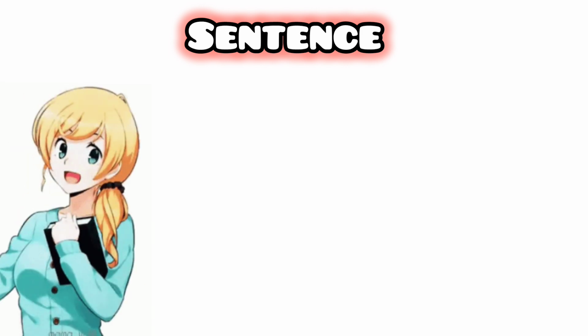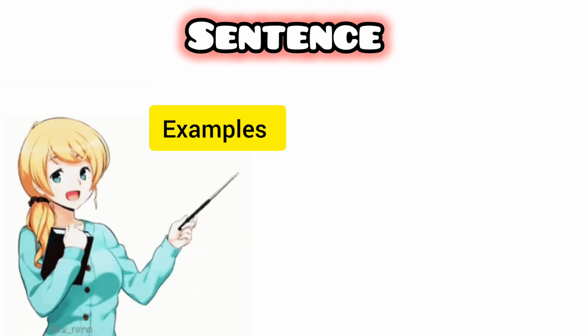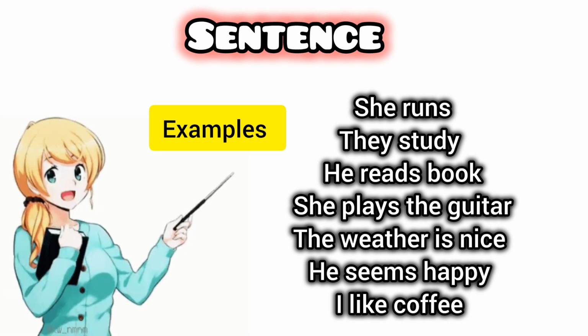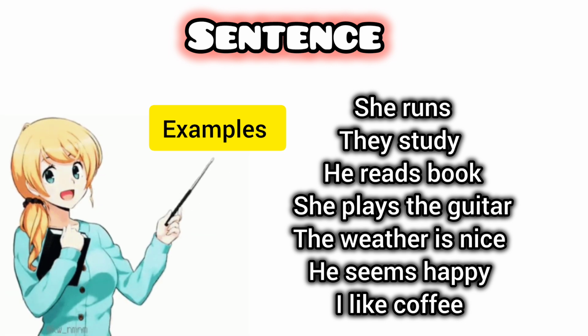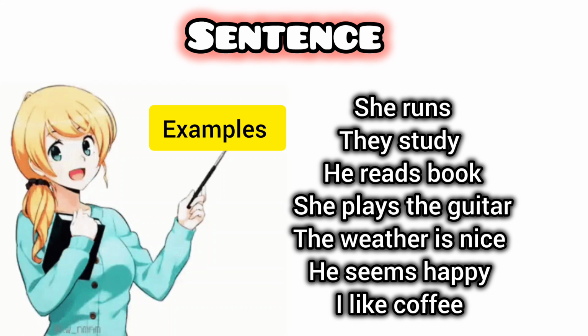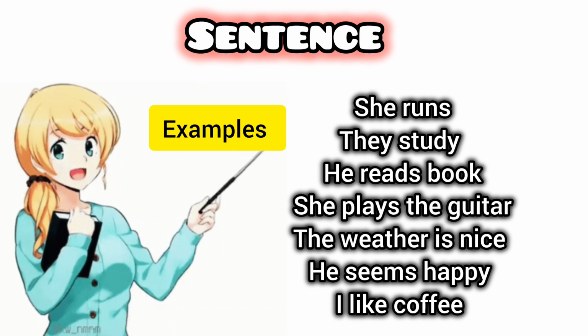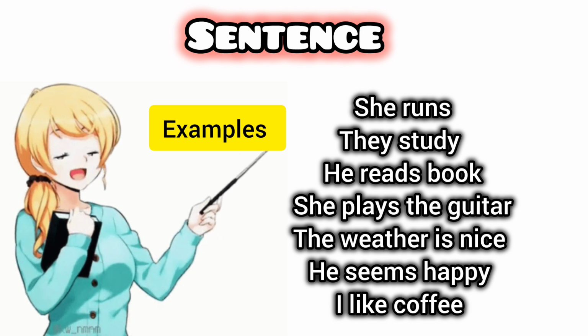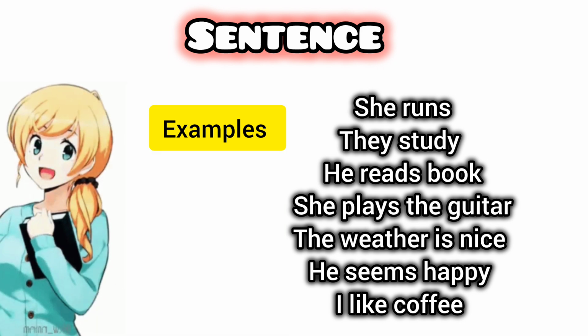Let's take some more examples. She runs. They study. He reads a book. She plays the guitar. The weather is nice. He seems happy. I like coffee. So, in all these sentences, we can see the subject and predicate.